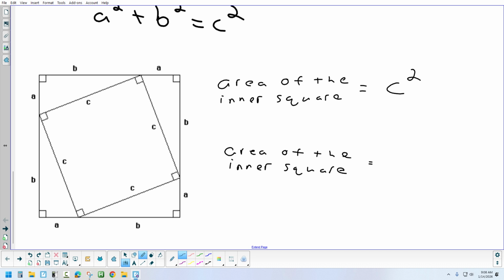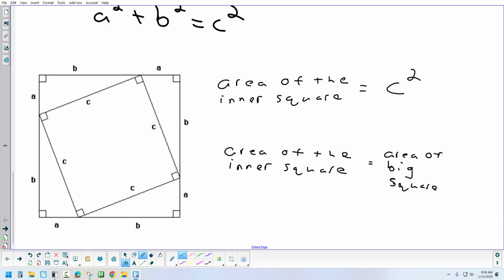Well, you don't have to tell me the answer, but what, in the picture, does that give you? Oh, that was the area of the bigger square. Area of the bigger square. Okay, so let's find the area of the big square.